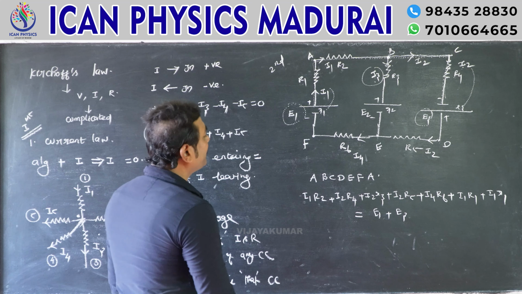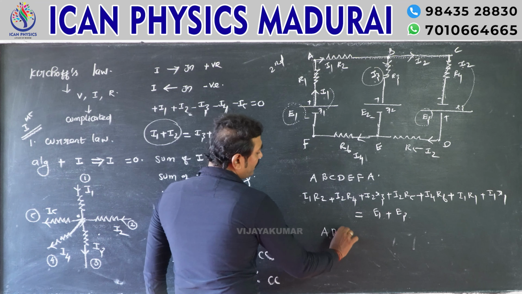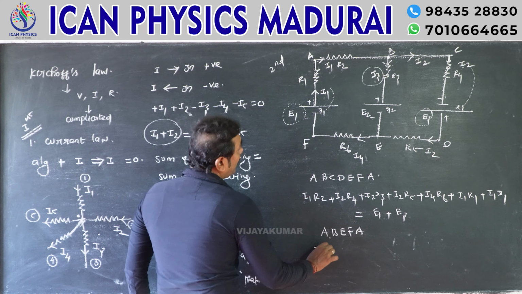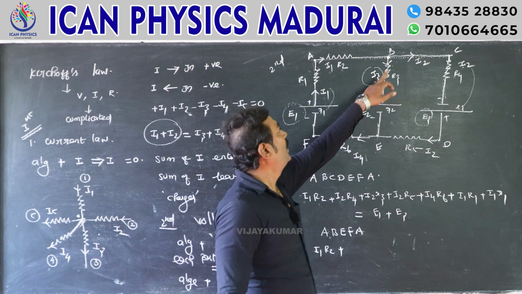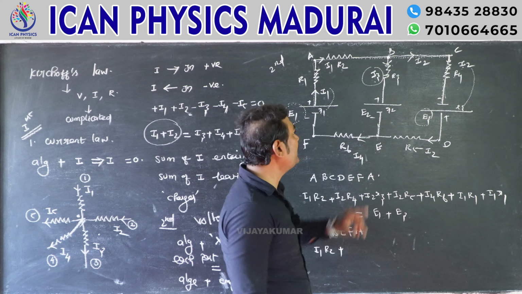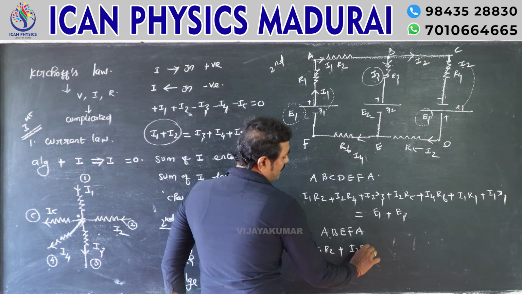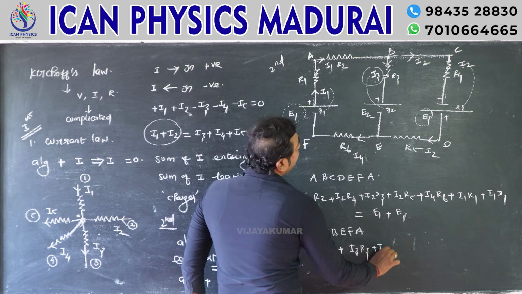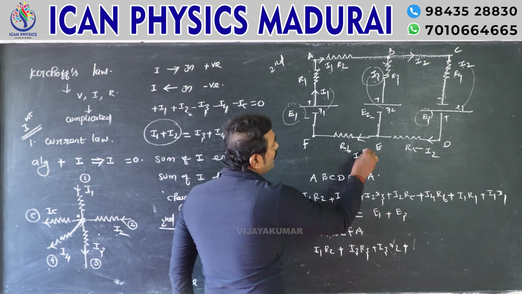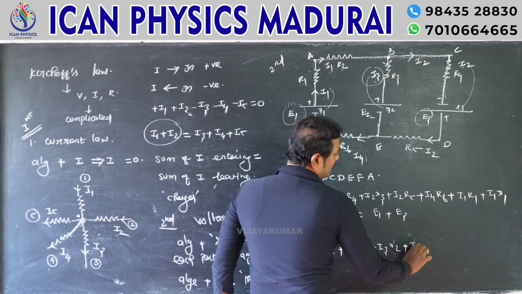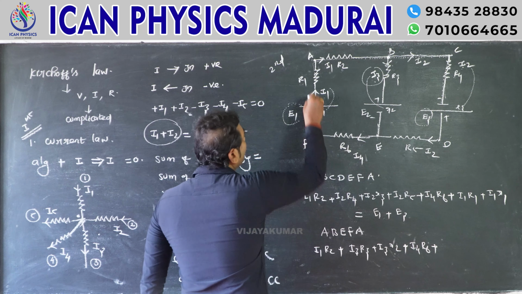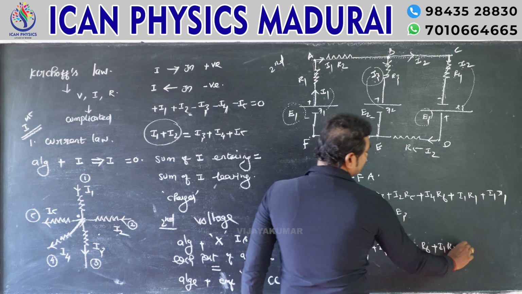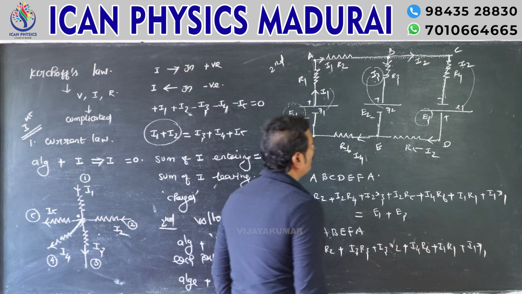A, B, E, F, A. So A to B is I1 R2, plus B to E is I3 R3, and its internal resistance r2, so I3 into r2. Here I4 R6. Here I1 R1, and its internal resistance, I1 small r1.